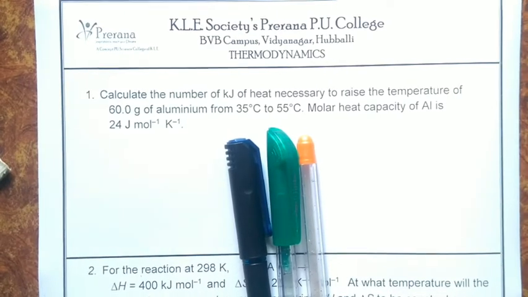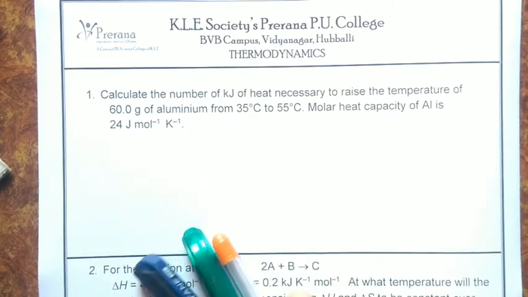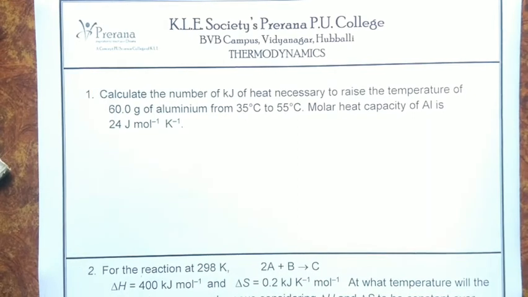kilojoule of heat necessary to raise the temperature of 60 gram of aluminium from 35 degrees Celsius to 55 degrees Celsius. The molar heat capacity of aluminium is given. So the molar heat capacity is given, and the heat is what we need to find. That is what the question is. So we shall solve the question.